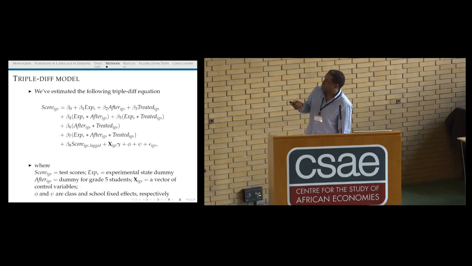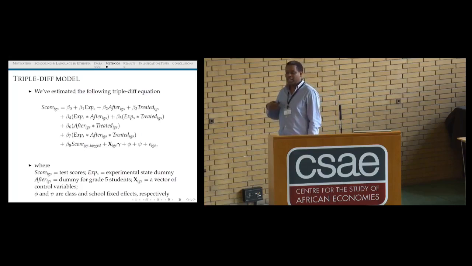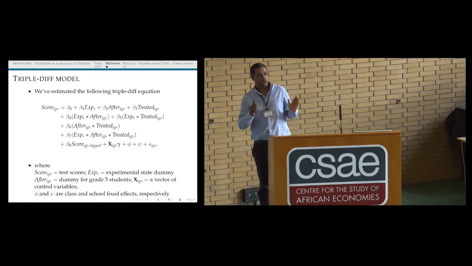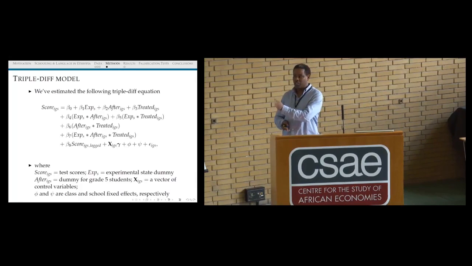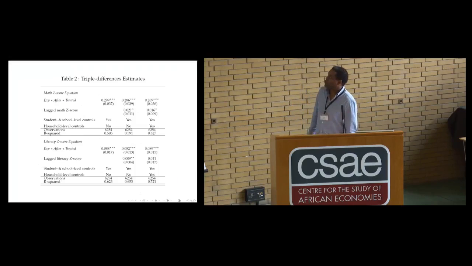Once these are defined, this is the standard diff-in-diff model. The variable that I am interested in is this one, the third level interaction. This tells you whether kids who are instructed in their mother tongue between grade 1 and grade 4 perform better in those tests administered in grade 5, relative to kids who have been instructed in their second language between grade 1 and grade 4.